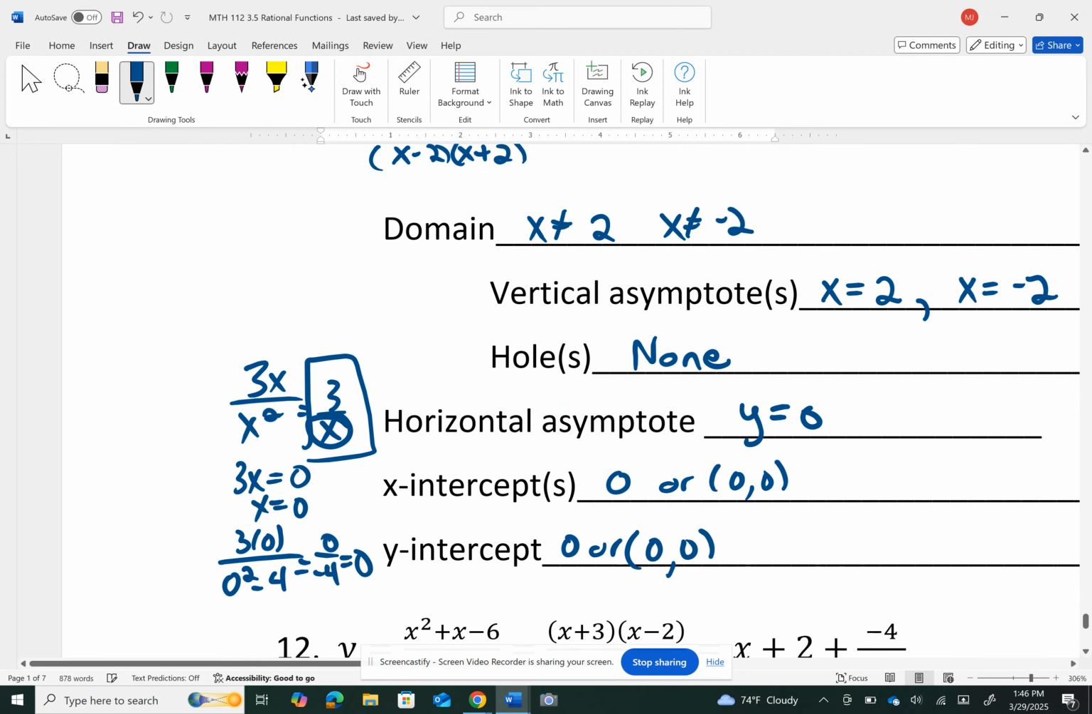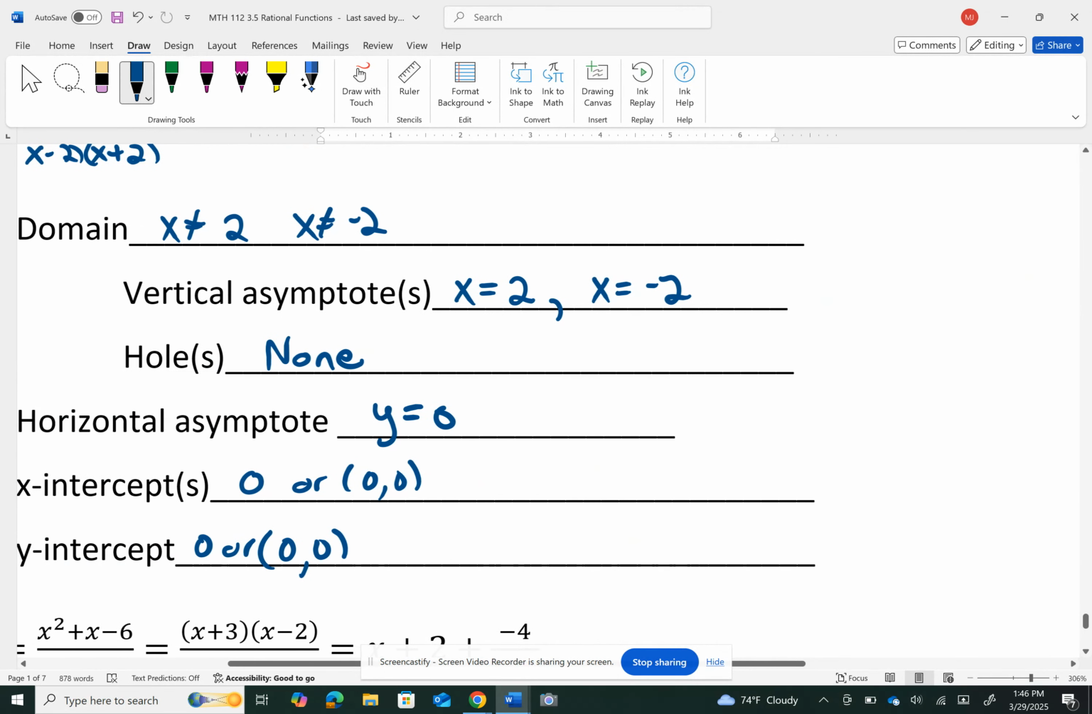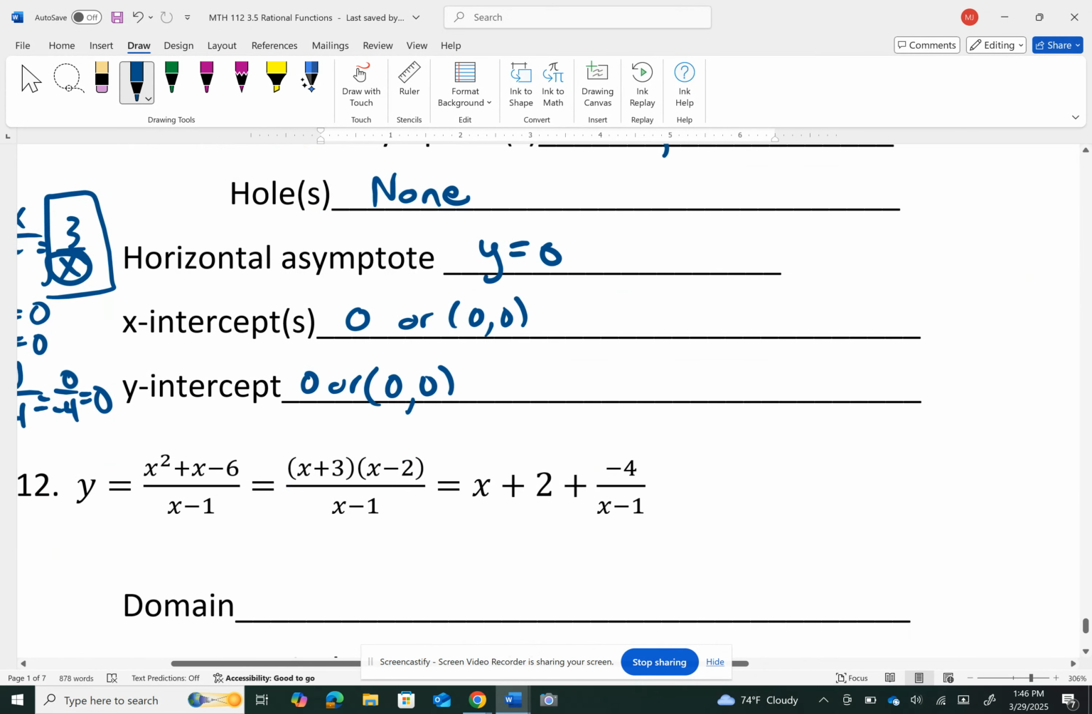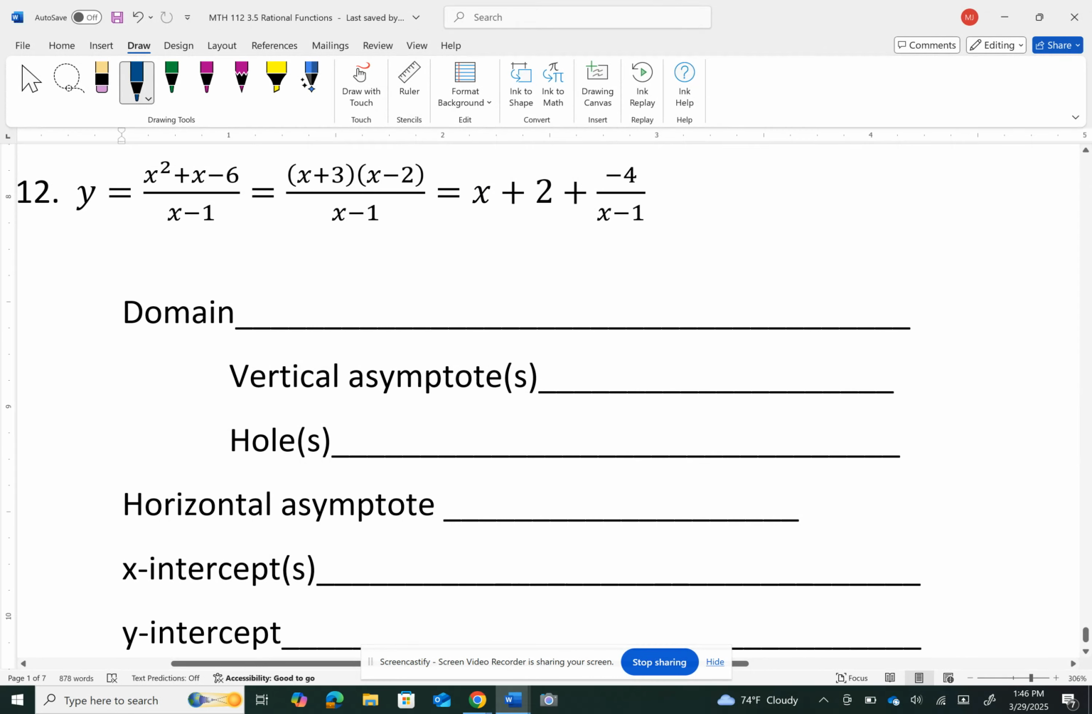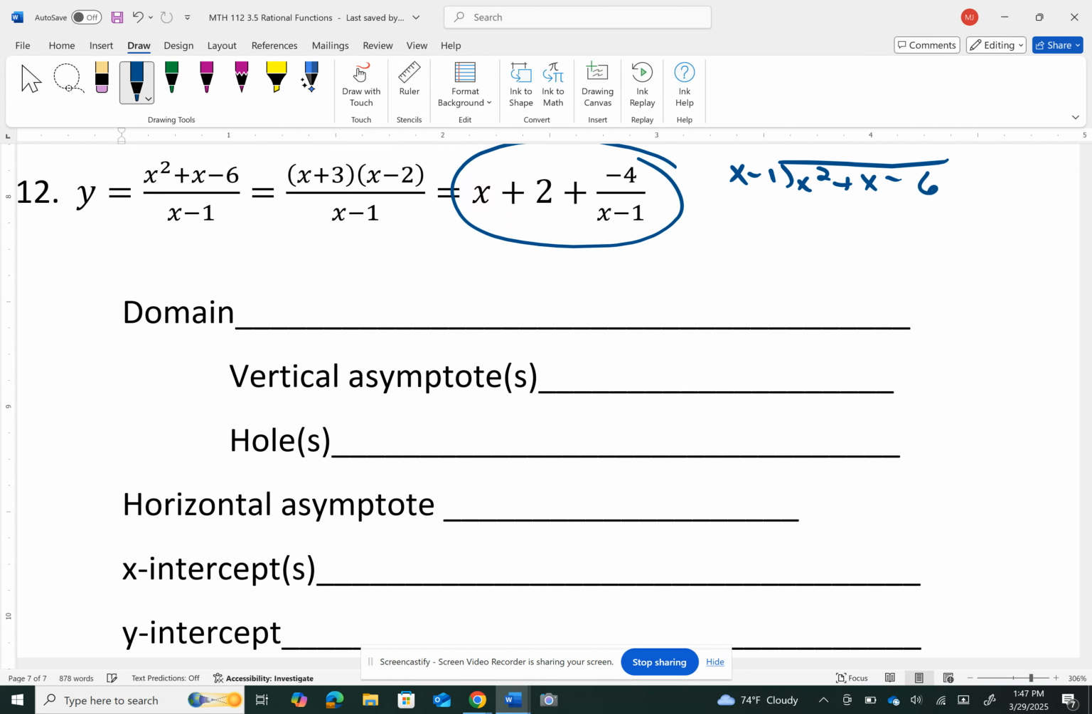All right, now let's do number 12. So this one's already been all factored for us, and I also actually went ahead over here and did the long division. So that last thing I got by taking the x minus 1 and dividing it into this right here. You won't really need to do that for what we do in 112.